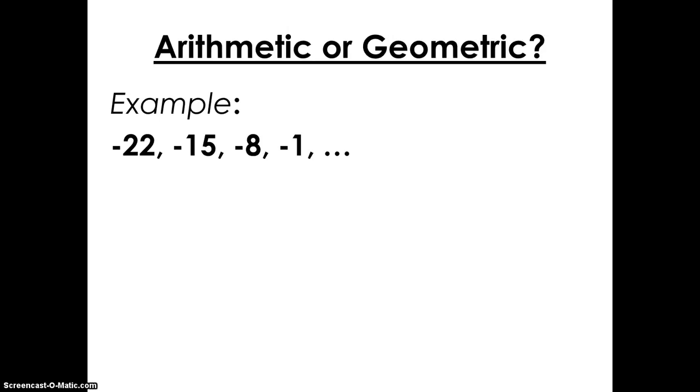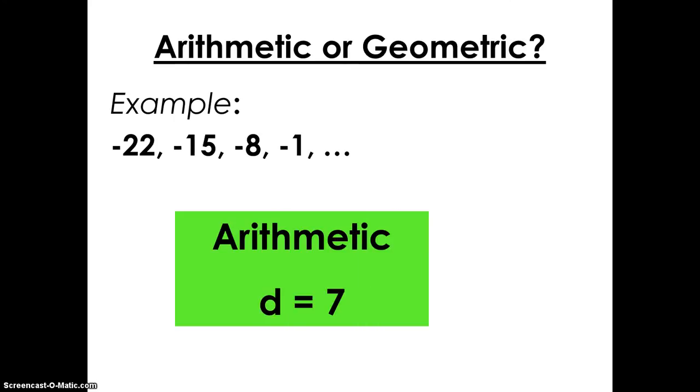Now we're going to look at a couple of examples just to do a little quick refresher over identifying arithmetic or geometric sequences. So if I look at this one, I can see that I'm changing by 7 every time, but I notice that these are negative numbers and I'm getting to smaller negative numbers, which means I'm adding. So my common difference is 7, and this is an arithmetic sequence.